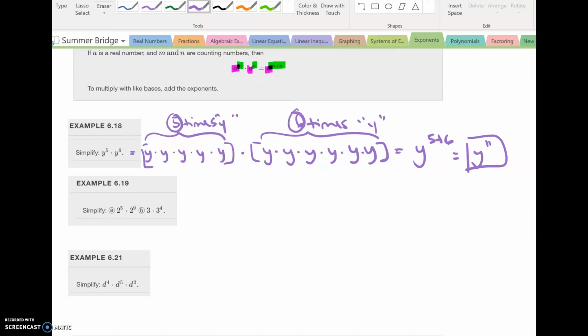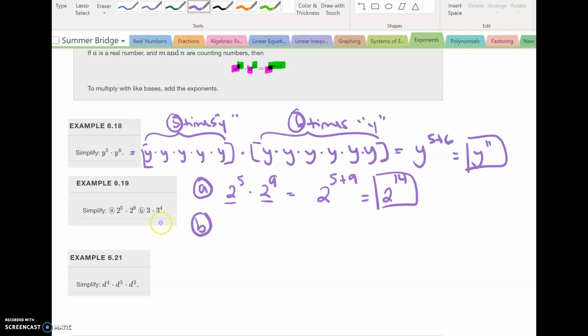Okay, so I'm not going to do this every single time. I'm just showing you that it works pretty much for anything as long as it has the same base. Now in the next example, we really have a part A. Part A is saying 2 to the 5th power times 2 to the 9th power. Since they have the same base of 2, that's going to stay the same, and I'm taking the 5 and adding the 9. So 2 to the 14th power would be my answer.